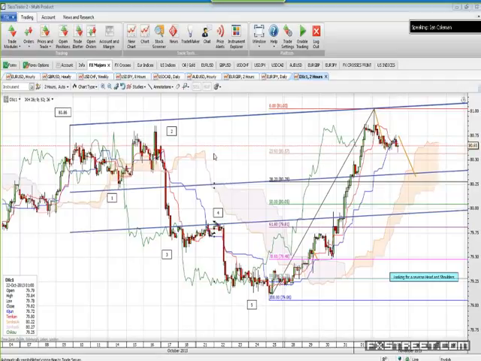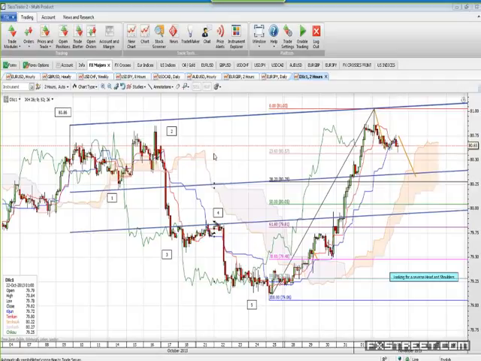But we also need to know when these impulsive sequences and corrective sequences are taking place. And if we deem the corrective sequence to be large enough and the P&L to be good enough, then we can still trade those levels.